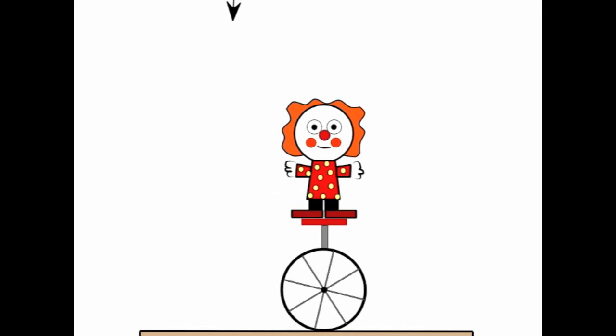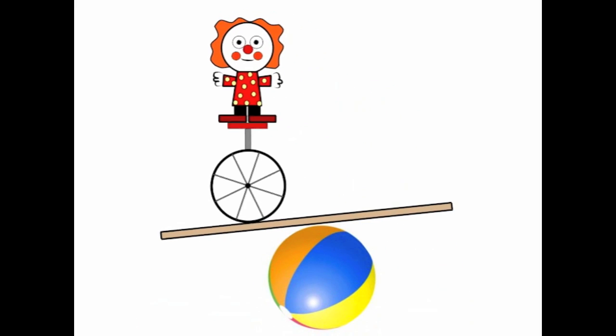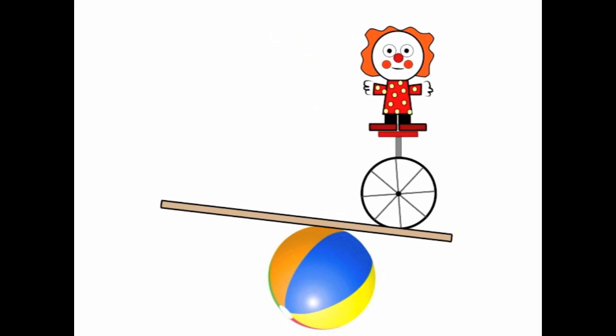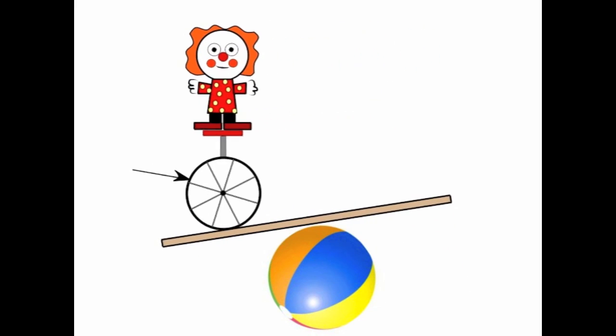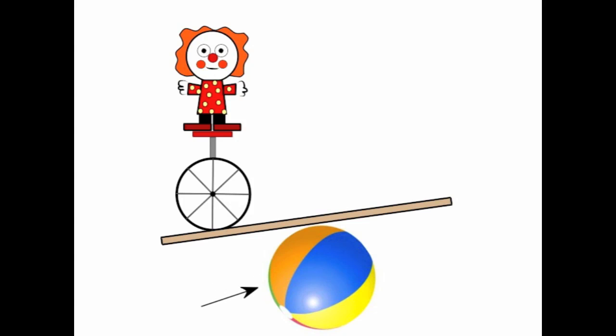You could also envision a clown pedaling a unicycle over a board balanced on a beach ball. I know it's a stretch, but just go with it. The unicycle wheel and the beach ball are like two circles touching an internal tangent, the balancing board.